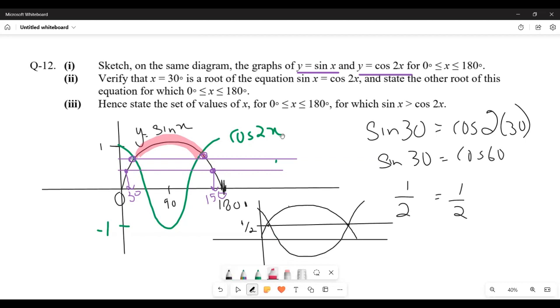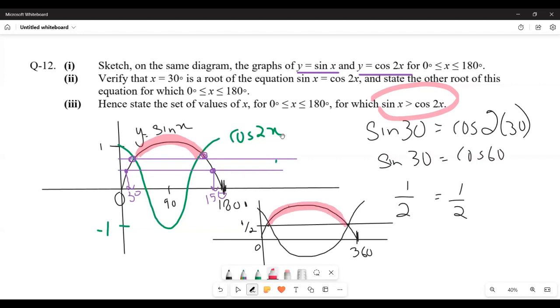Okay, now let's go back to this. I'll give you a second to copy this if you need to. Okay. All right. So I'm going to shade that part of the graph where sine x is higher than cos 2x. So it's this part.